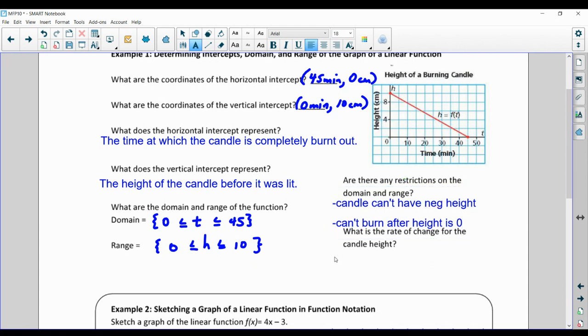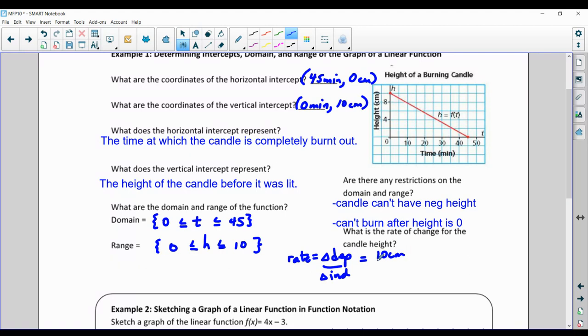What's the rate of change for the candle height? So remember our formula from our last lesson. The rate is going to be the change in dependent over the change in independent. So this time the dependent was the height. So it changed from 10 centimeters over a period of 45 minutes. So 10 centimeters over 45 minutes, if you divide that up in your calculator, you get 0.2 repeating. So I'm just going to put the bar on top to represent that. And that is centimeters per minute.